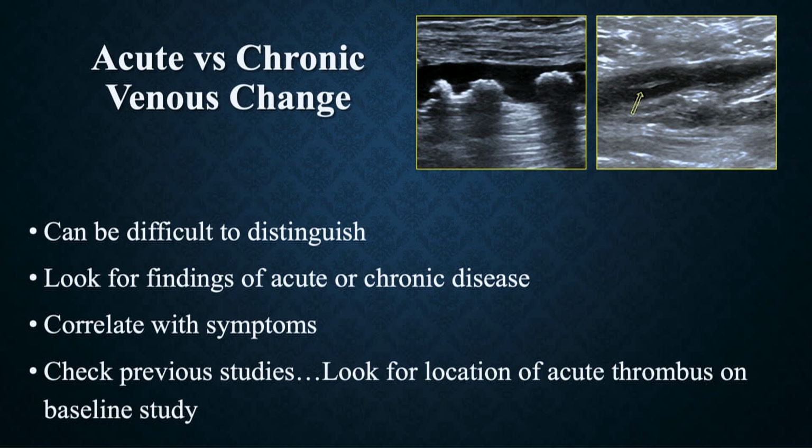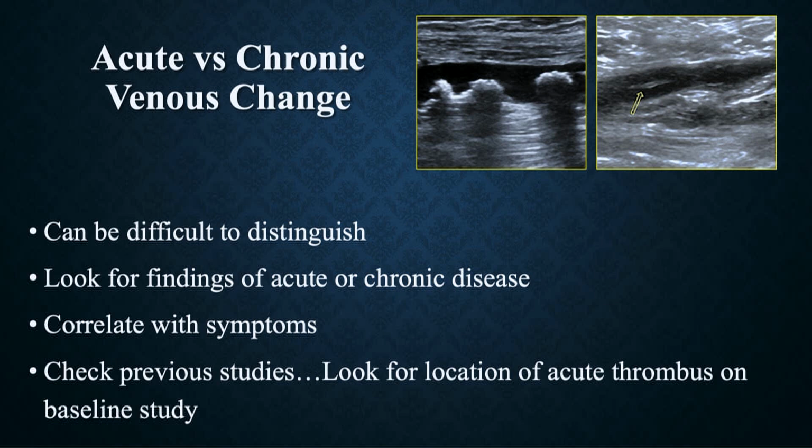Now, sometimes it can be difficult, especially when you have acute superimposed on chronic venous change. I think you have to put that in your report. If they're not classic findings and you see some soft tissue elements, some hypoechoic areas, I think you have to say you cannot exclude acute DVT superimposed on chronic venous change because, again, they're at risk for acute DVT. So you look for these findings, correlate with the patient's symptoms. And one thing that can be really helpful, look for prior studies.